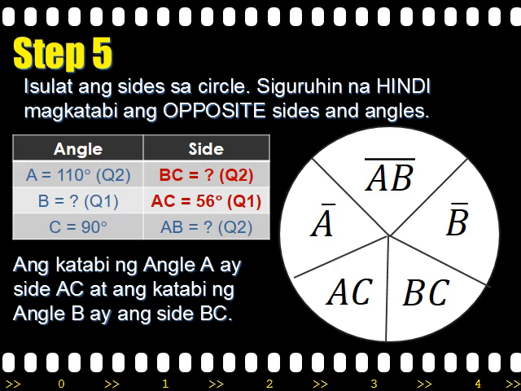Step 5. Finally, ihuli natin parati yung sides. Siguraduhin natin na hindi magkatabi ang opposite sides and angles. In this case, since si angle A, ang kanyang opposite side is si BC, kaya si BC nilagay ko siya dito. Hindi niya pwedeng makatabi yung kanyang opposite angle. In the same way, si angle B, ang opposite side niya is si side AC. So, si B at saka si AC rito, hindi rin sila pwedeng magkatabi.